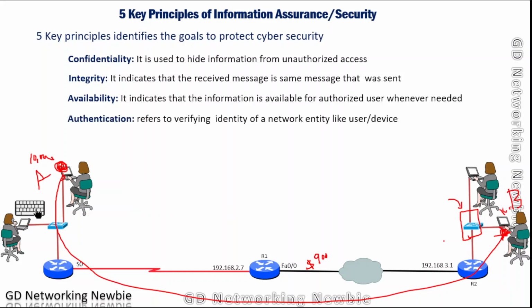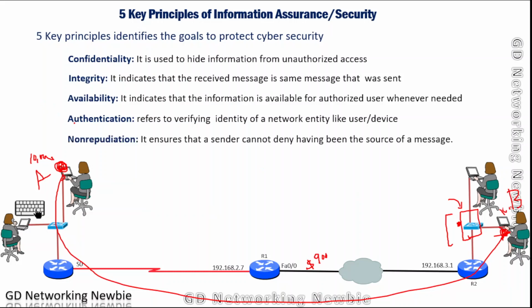And the fourth principle is authentication. Authentication refers to verifying the identity of a network entity like a user or device. That means if this user wants to access his or her bank account, there should be some mechanism to authenticate that user, to identify that yes, this is the right user who is going to access his or her account. Like username and password, but there are different ways. With this we want to achieve the authentication principle.